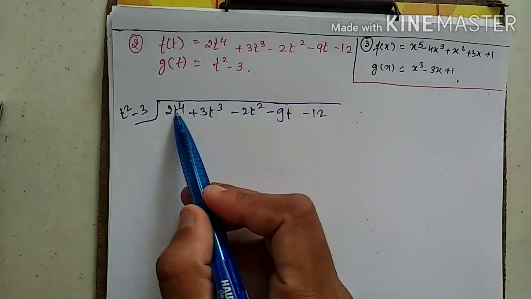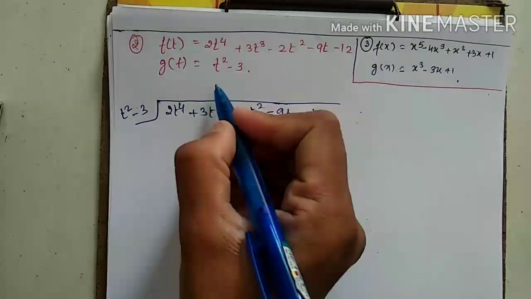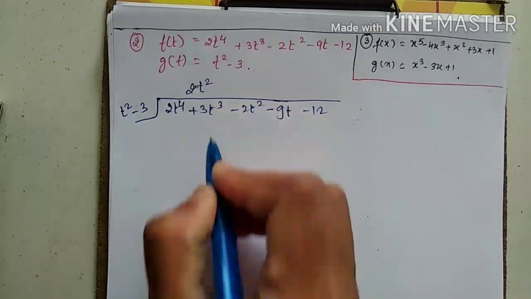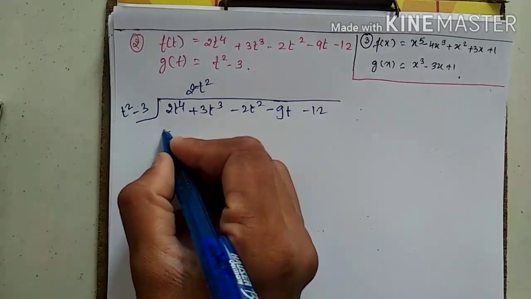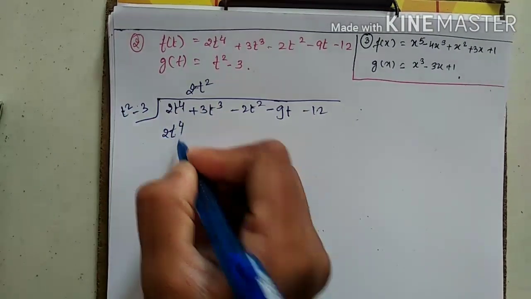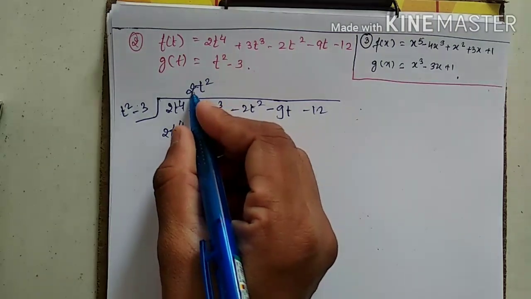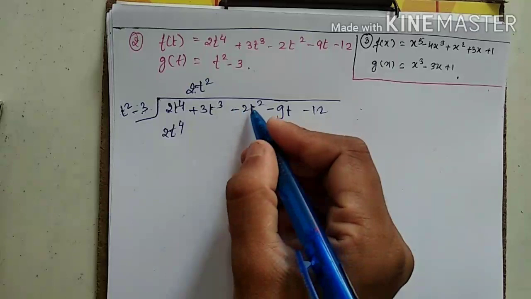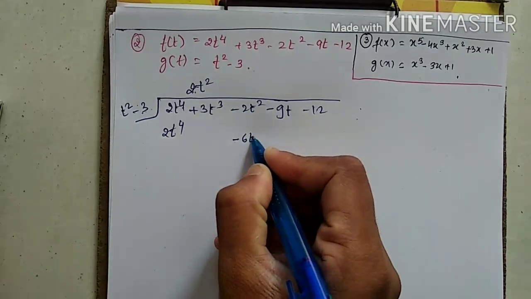Just understand. Here is power 4, here is 2, so I have to multiply by 2t square. Here is 2, here is 1, so I have to multiply 2t. Now 2 ones are 2, 2t square times t square means 2t power 4. Multiply 2t with this, 3 twos are 6t square. So where is it? Here is 6t square.